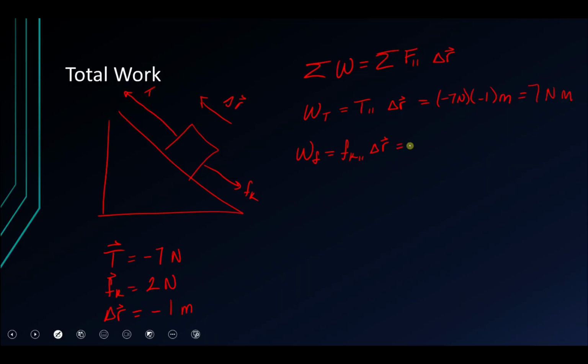Now, what about the frictional force, right? My friction was 2 newtons times -1 meters. And so my frictional force is giving me a -2 Newton meters. My work done by the frictional force is a negative value, right? It's kind of resisting the motion. So it's doing negative work. So work can be a positive or a negative value, but it is always going to be a scalar.